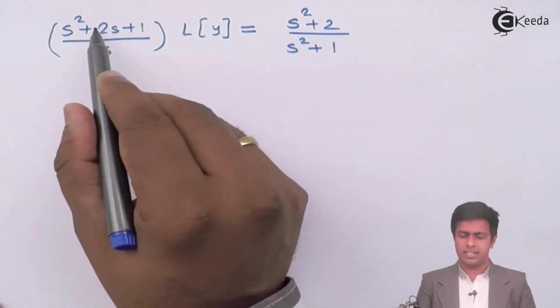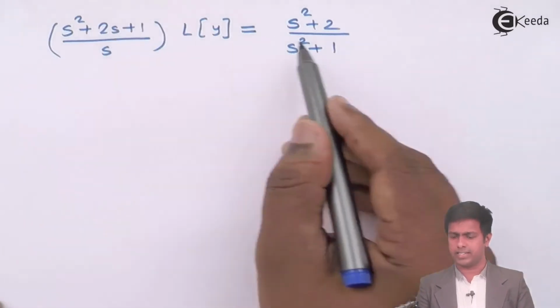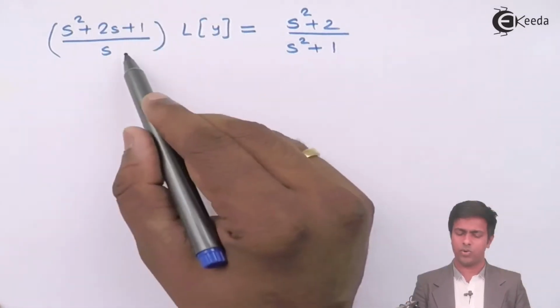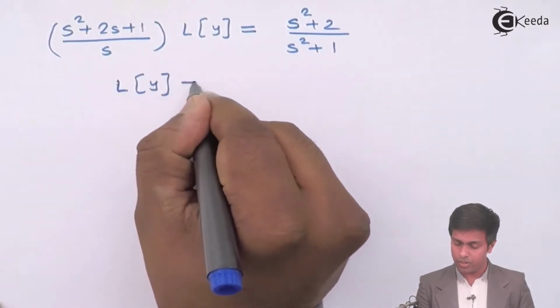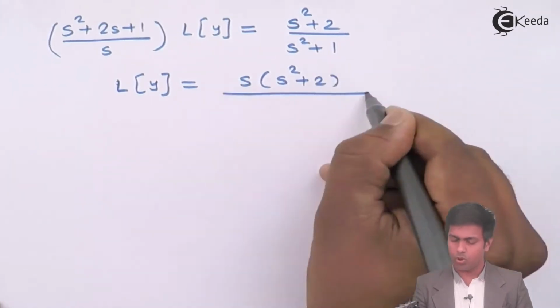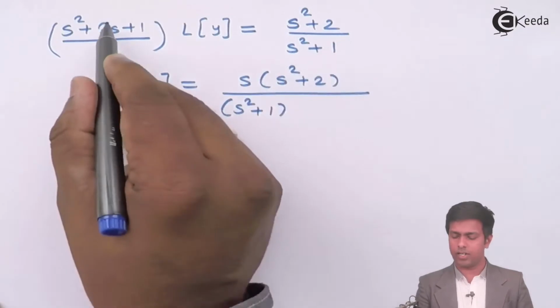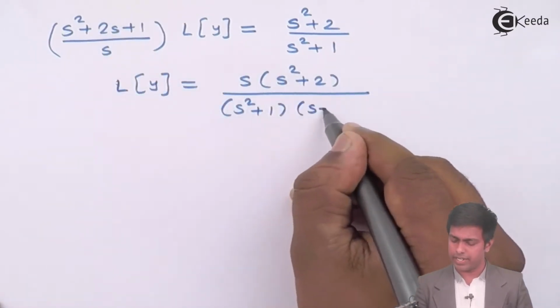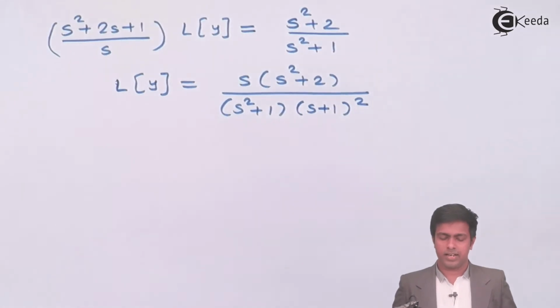Now guys, this is nothing but (s+1)². So I'll send it to the right hand side. That will go in the denominator and s will go in the numerator. So we will get Laplace of y equal to s(s²+2) upon (s²+1), this term, and this will come in the denominator, which is nothing but (s+1)². And guys, here we got the value of Laplace of y.